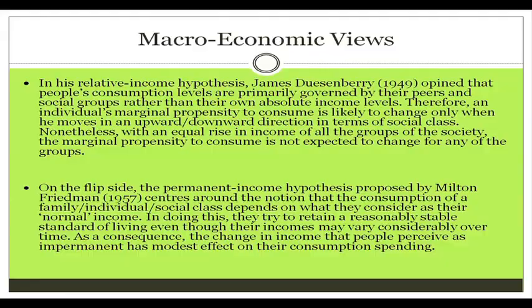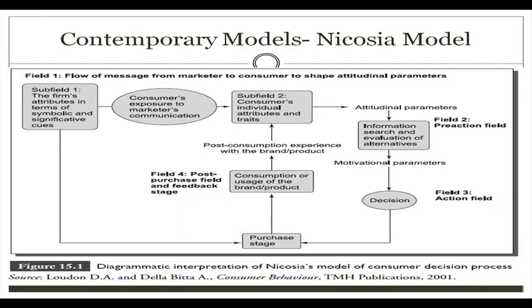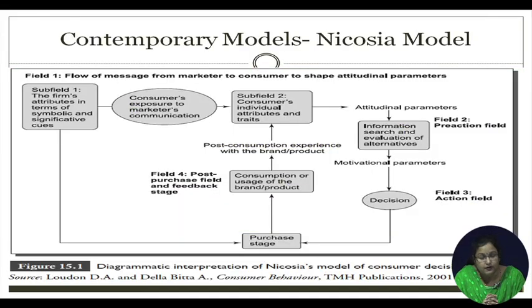So, that gap is addressed by contemporary social scientists. And we talk here about the first model. The first model was actually designed by Andreasen, but we are not talking about that model because it is quite old. So, we start with the Nicosia model. The Nicosia model, as you can see, is a 4 field model.